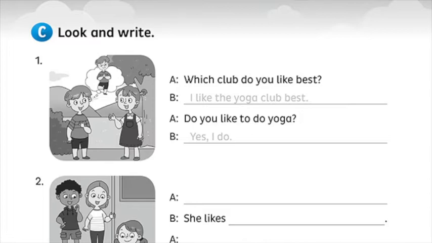So again, the girl says, which club do you like best? The boy says, I like the yoga club best. The girl says, do you like to do yoga? The boy says, yes, I do. So they're going back and forth, talking to one another. So let's go on and do number 2. Number 2, we have 3 students.